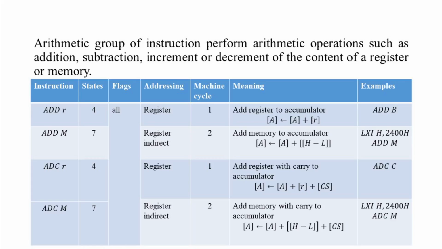Same in the case of the next instruction, ADD M: the states are 7. Here it is register indirect addressing, and the machine cycle is 2. Now we go to the next set of instructions.